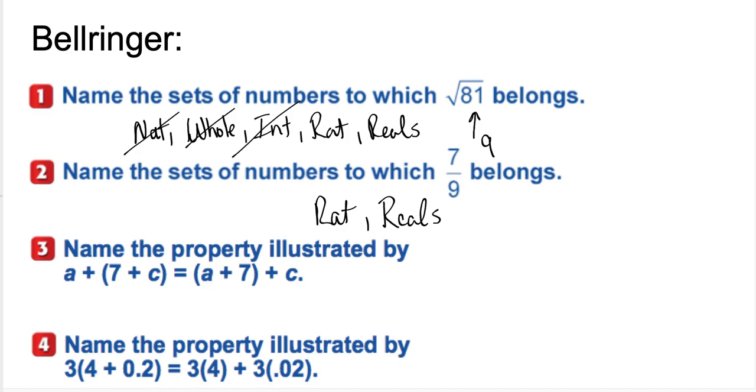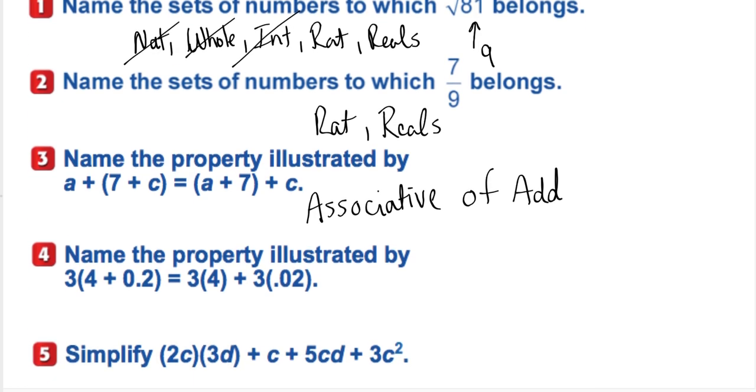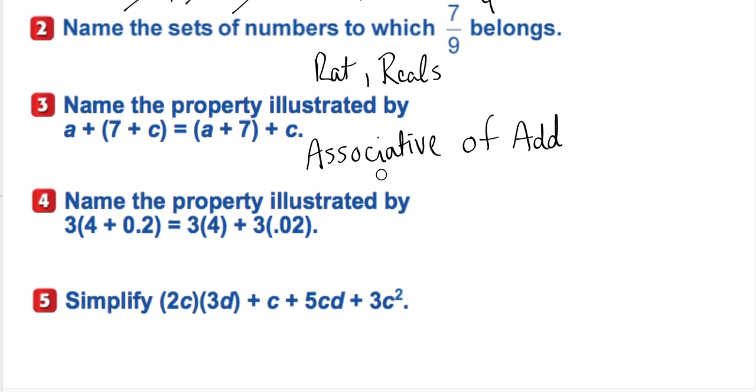Number 3, what number property is shown here? You have A plus the quantity 7 plus C is equal to the quantity A plus 7, plus C. We are grouping things. This is called the associative property. And then we want to make sure we indicate the operation that we're doing here: associative of addition. You can abbreviate these if you want to. Just be careful when you abbreviate associative. You might be writing something bad on your paper if you abbreviate it weirdly.